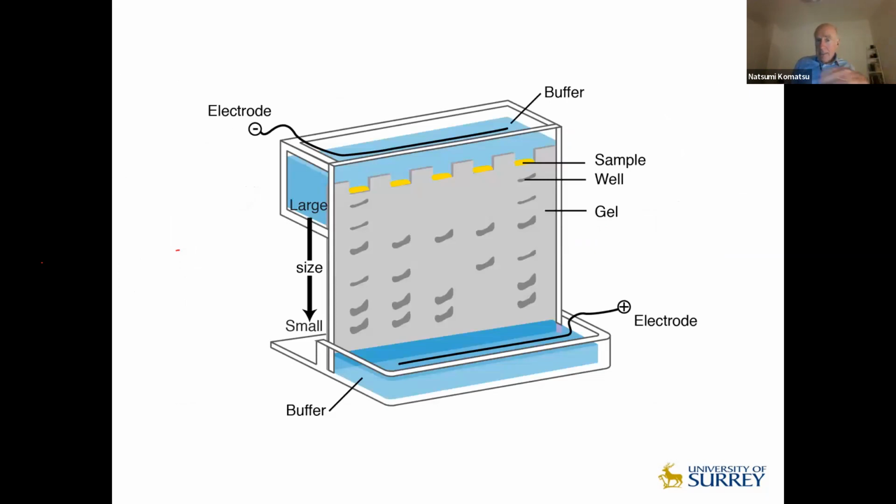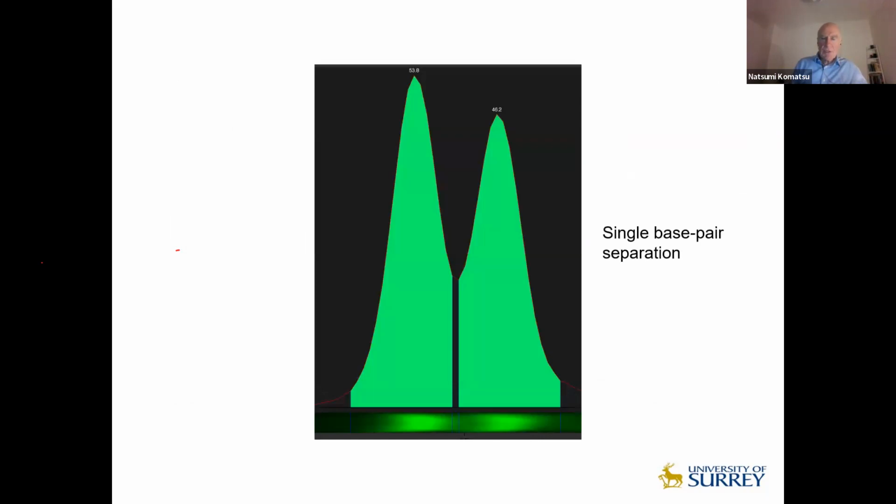So you can separate on a high percentage of acrylamide gels a DNA strand that only differs in one base pair. And this is the kind of result that you get when you scan the gels. And this shows the 10 base pair and then the 11 base pair form. So we tried to get them so about half the DNA goes into the elongated form.